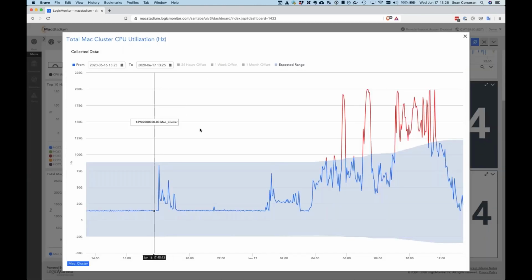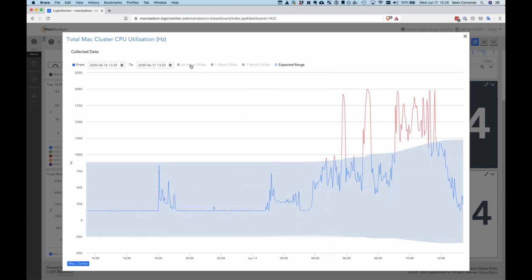But if we look at the anomaly detection here, LogicMonitor basically shows us that for the given time range, which is the last 24 hours in this case, we're seeing spikes around 200 gigahertz of CPU utilization. The expected range is actually this blue area here. So these red lines are actually outside of the norm. So anomaly detection shows something that is obviously happening that is not normal.